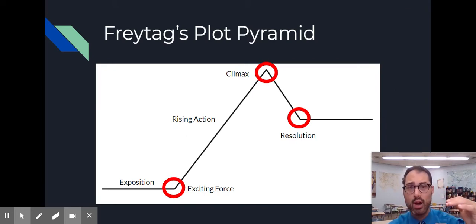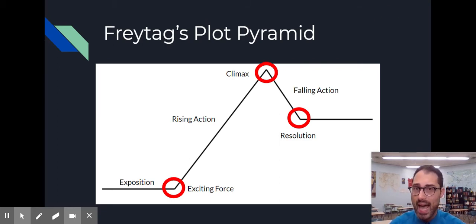We're introduced to more characters. Characters might travel a bit. There might be other minor conflict throughout, and it keeps building to our climax, which is where our two forces are face to face, and the outcome of the climax suggests to us what the resolution should be. Now, after the climax, in some stories, we go right to resolution. However, oftentimes, there's a falling action.